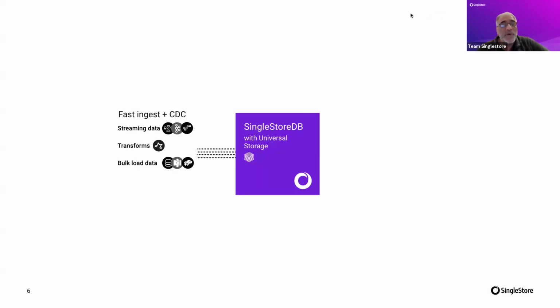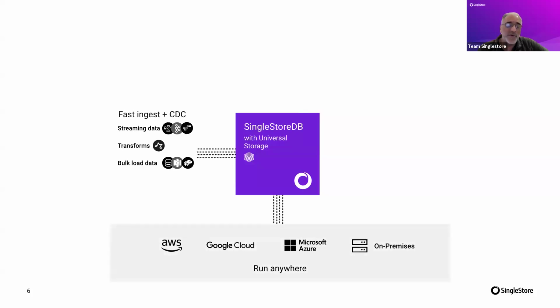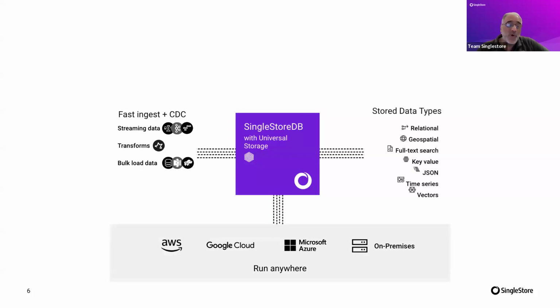And we have this pipelines capability. So that's what the animation shows on the left-hand side, essentially ingesting at scale in parallel into SingleStore. Along the bottom, then, we've got the various cloud providers. So you can see AWS, Google Cloud, and Microsoft Azure. You can run SingleStore on-prem as well, if you wish.